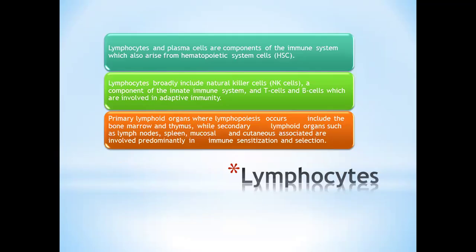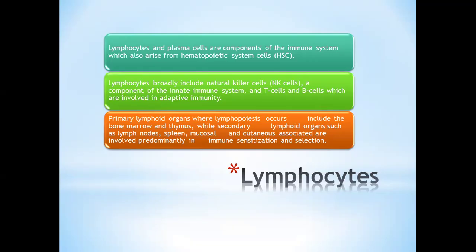The next component of blood is lymphocytes. Lymphocytes and plasma cells are components of the immune system which also arise from hematopoietic system cells. Lymphocytes broadly include natural killer cells, a component of the innate immune system, and T cells and B cells, which are involved in adaptive immunity.